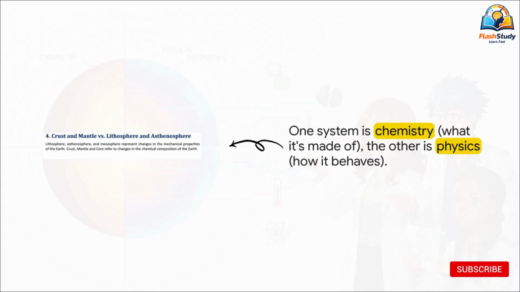All right, so here's the big secret. It's not one system versus the other. It's actually two different ways of looking at the exact same planet. The first set of terms, crust, mantle, core, that's all about chemistry, what the Earth is physically made of. The other set, lithosphere and asthenosphere, that's all about physics. It's about how those materials behave under all that incredible heat and pressure.